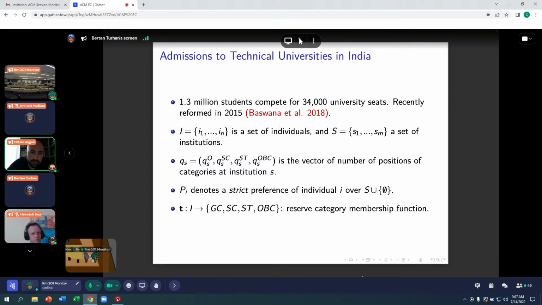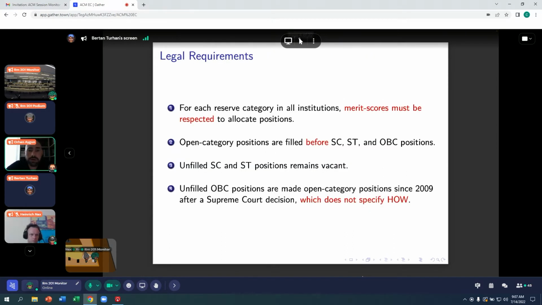So for the agent side, PI is the strict preferences of students over institutions. And for the institution side, we define a choice rule which specifies how institutions choose students from the application pool. And to define that choice rule, we need to comply with legal requirements.